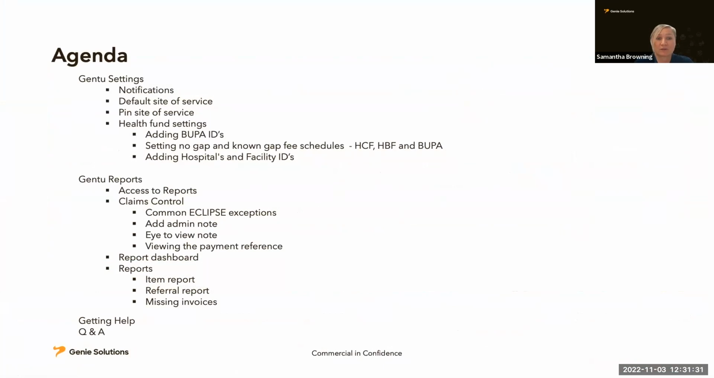And then we're going to move on and look at some of the Gentoo reporting features. So we're going to look at accessing the reports, looking at the claims control window. We're also going to be looking at the reports dashboard, and Tralia is going to take us through the item report, referral report, and some missing invoices report.